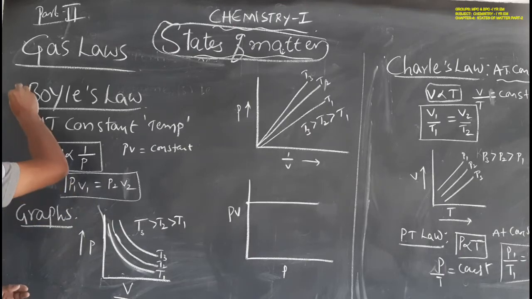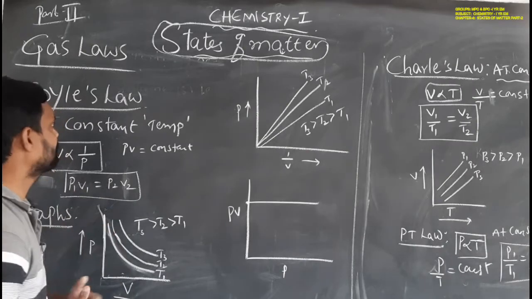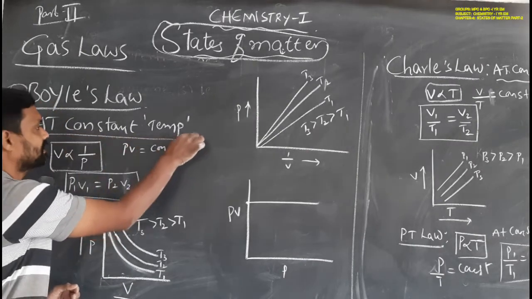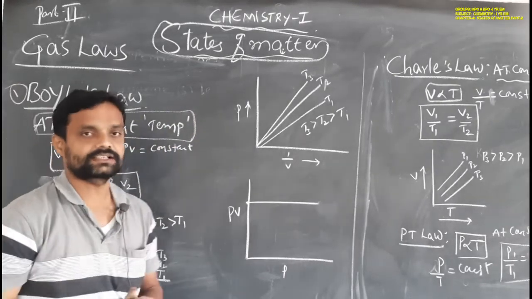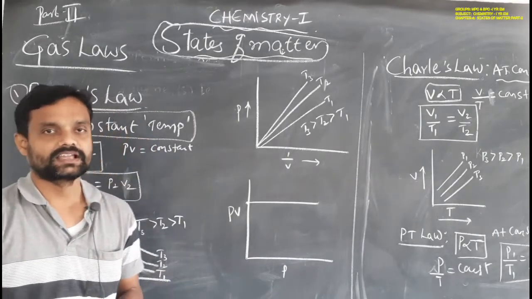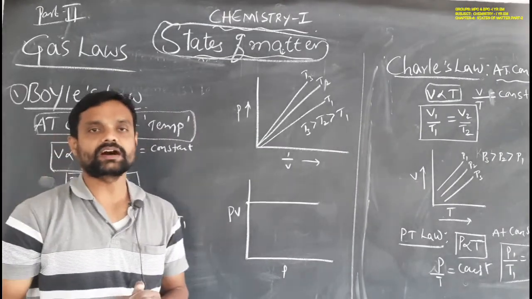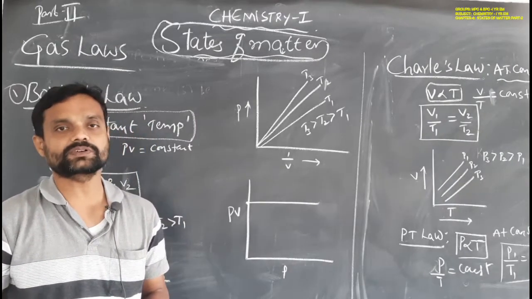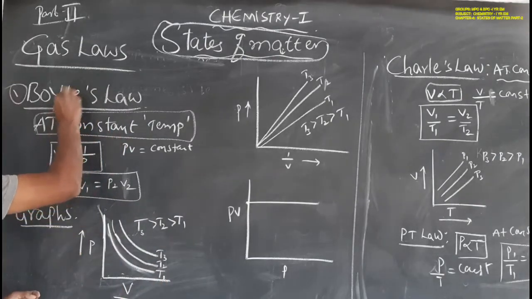In these gas laws, the first gas law is Boyle's law. How can we define Boyle's law? At constant temperature, for a given mass of a gas, the volume is inversely proportional to the pressure of the gas. Simply, that is called Boyle's law.